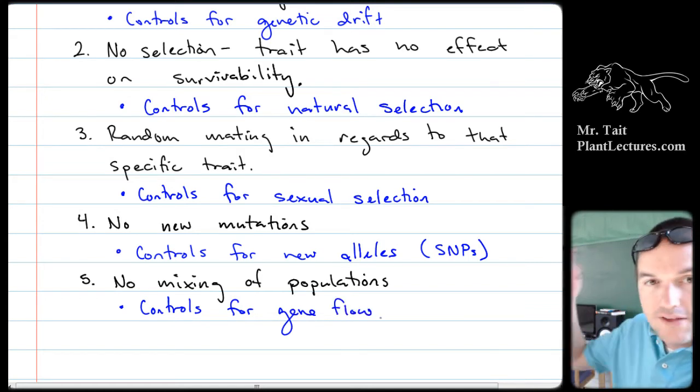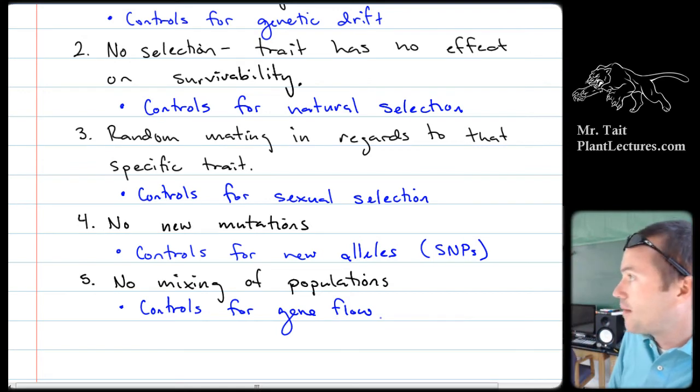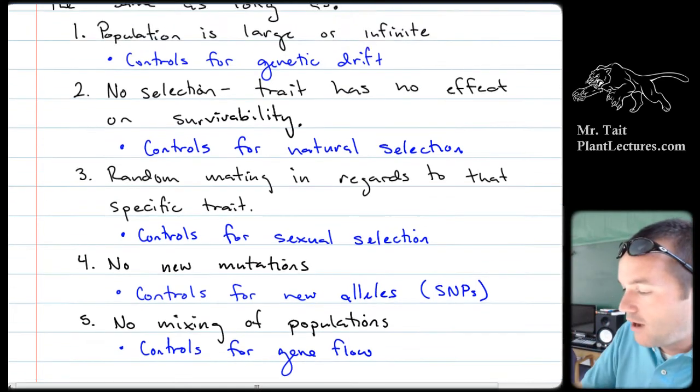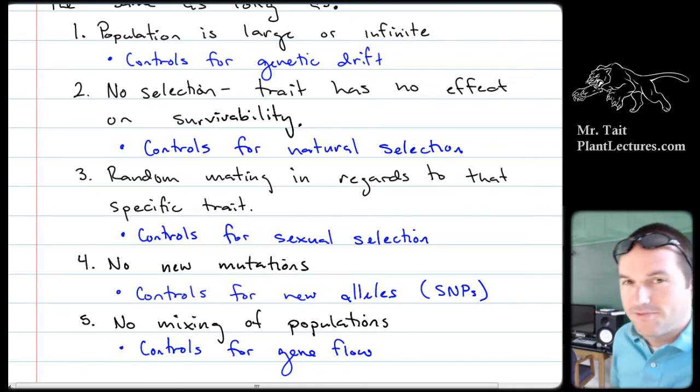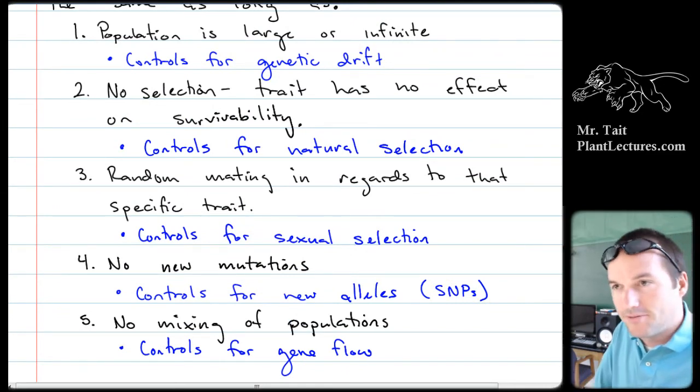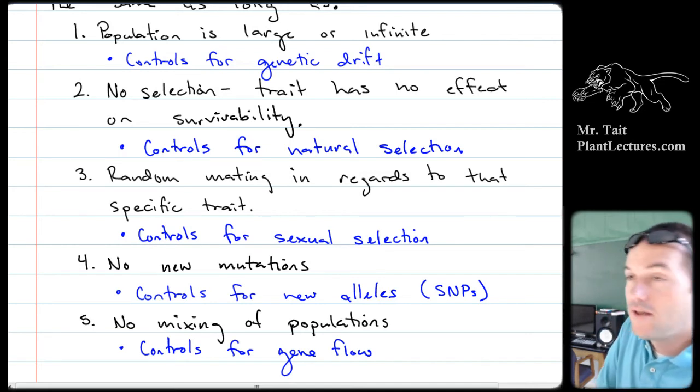Okay, and if all these things are true, then you can have a population that's in Hardy-Weinberg equilibrium. So how likely do you think that all these things are going to be true? Not likely at all. So this very rarely happens, like almost never. Okay, but there are some instances that it does happen, right?